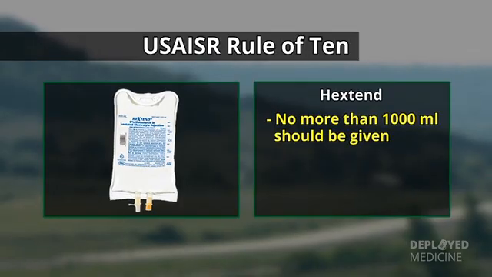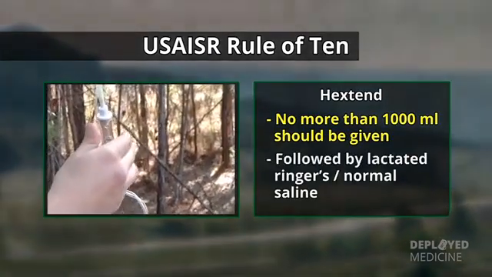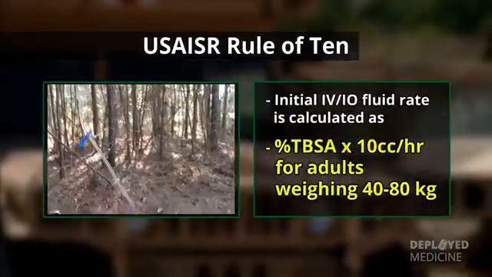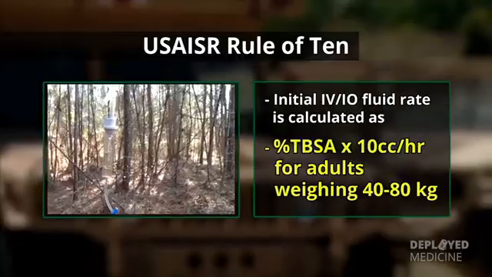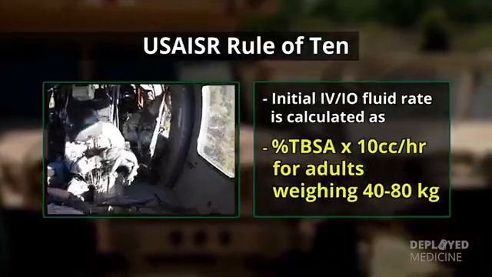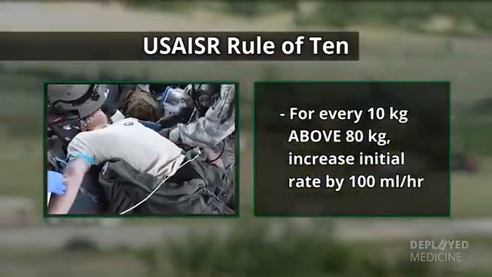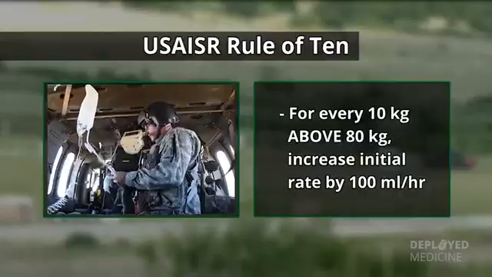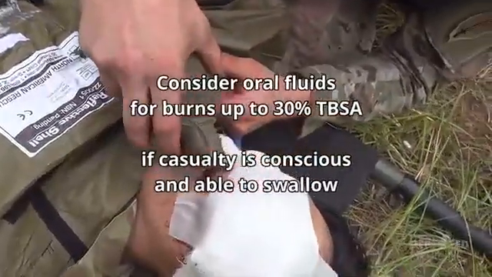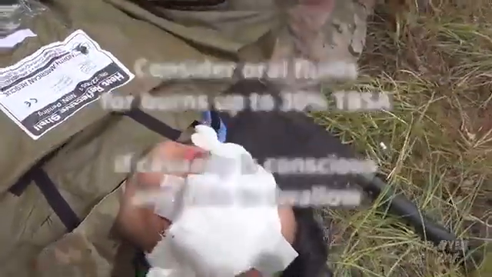If Hextend is used, no more than 1,000 milliliters should be given, followed by lactated ringers or normal saline as needed. Initial IV-IO fluid rate is calculated as the percent TBSA times 10 cc's per hour for adults weighing 40 to 80 kilograms. For every 10 kilograms above 80 kilograms, increase the initial rate by 100 milliliters per hour. Consider oral fluids for burns up to 30% TBSA if the casualty is conscious and able to swallow.